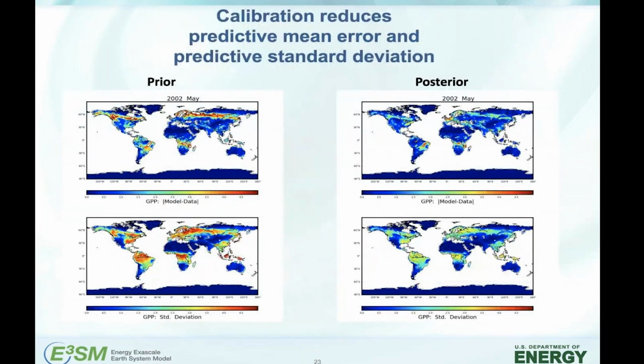This is the same type of result, sliced differently on a specific time frame, May 2002. On the left is the prior, and on the top is the bias, basically between model mean and data. On the bottom is the predictive standard deviation. On the right is the posterior side, where both bias and predictive standard deviation are reduced. So this really is the same type of result that I showed in the previous slide, only sliced differently.